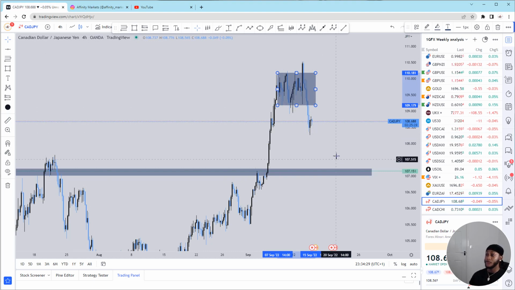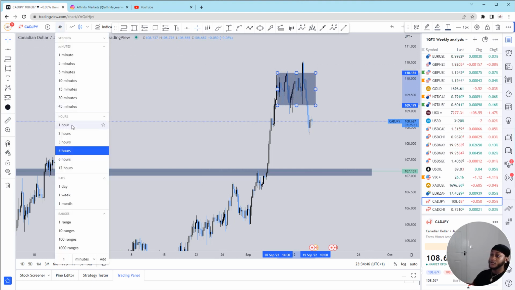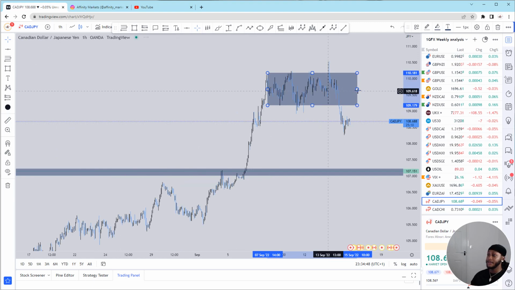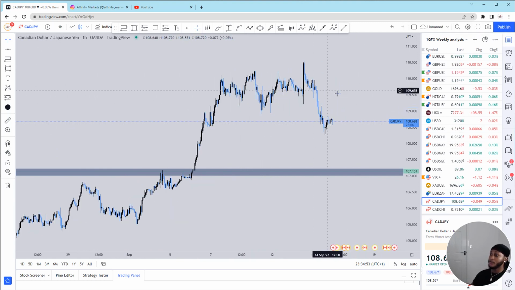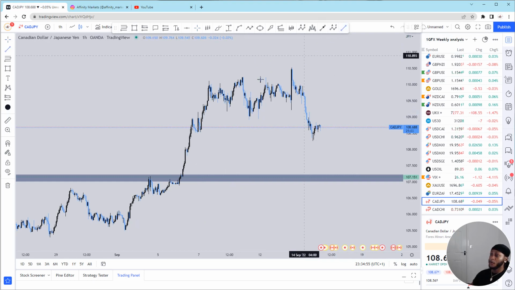What I do like, this is a really good opportunity to sell CAD JPY right now, because I'm going to show you simple steps on how you can go about having your entry point. If you look at this right now, you can see what we have on our lower time frame. If you move back to your hourly, you can see clearly where price came up, and then this supported area was formed. Price came up, and then we went sideways for a bit.